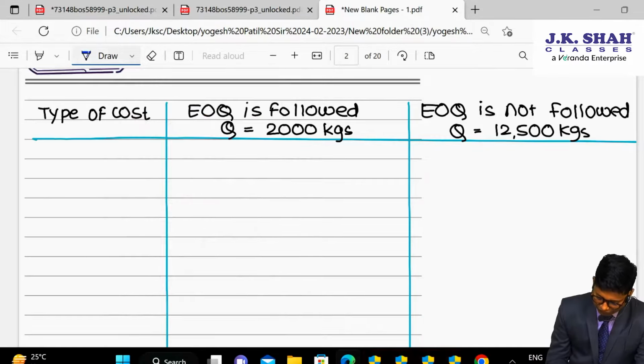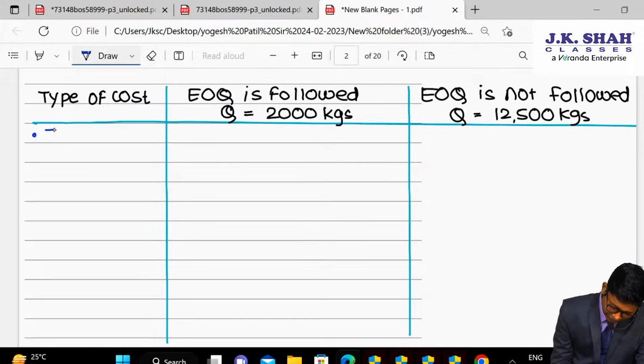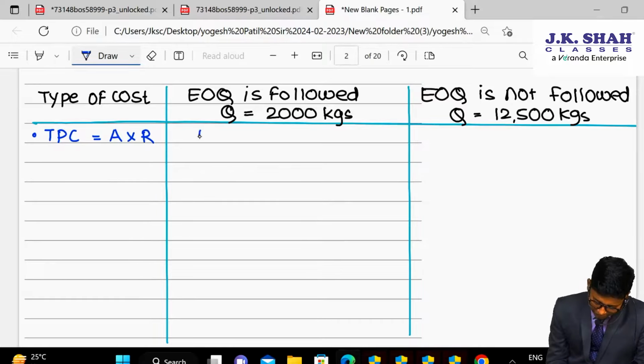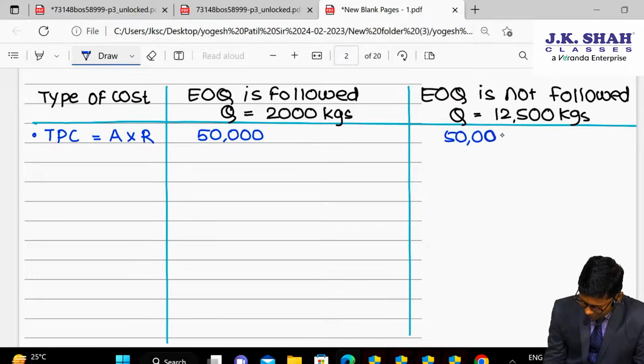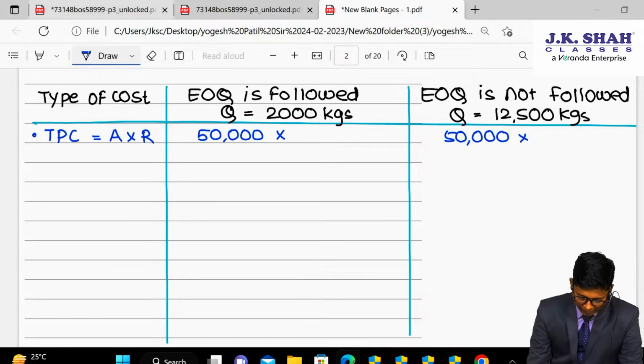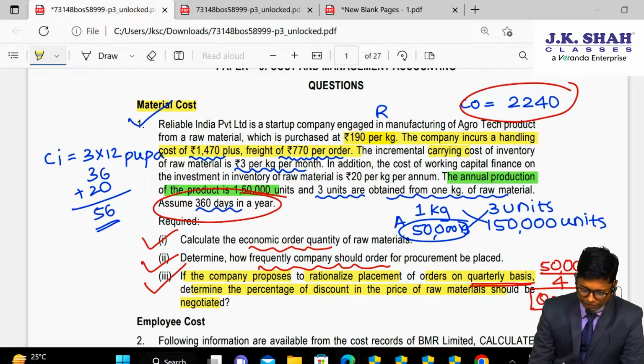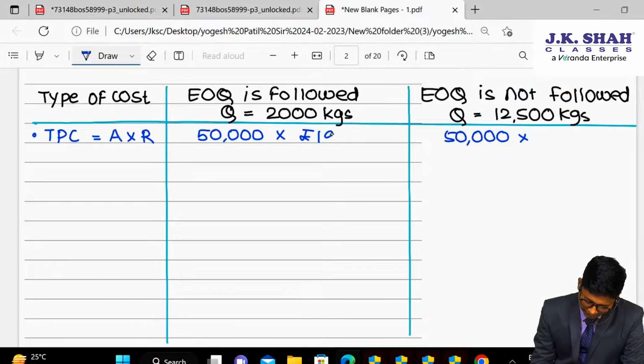Now the very first cost which comes in our calculation is called total purchasing cost, and total purchasing cost we always calculate by using the formula A into R. A stands for annual requirement. My annual requirement is 50,000 kgs, and this 50,000 kgs requirement will remain unchanged under both the possibilities, because yearly we need 50,000 kgs of raw material. I am multiplying this by the rate, and the rate is given on the first line of the question. See at what rate you can purchase the raw material. It is rupees 190 per kg.